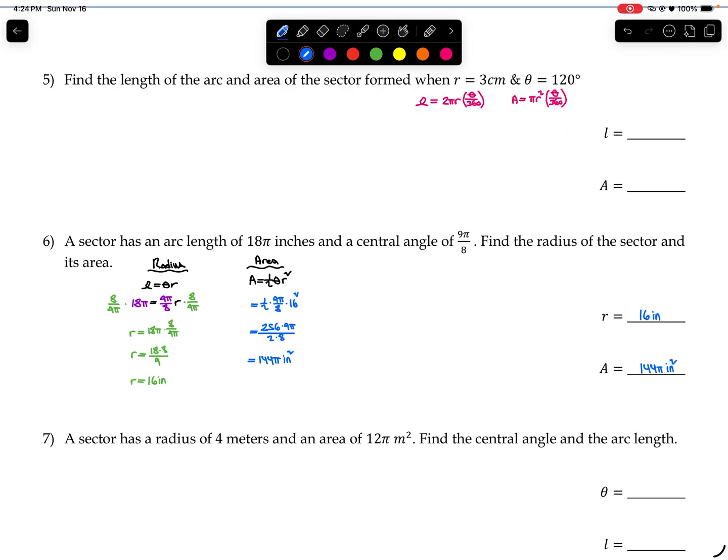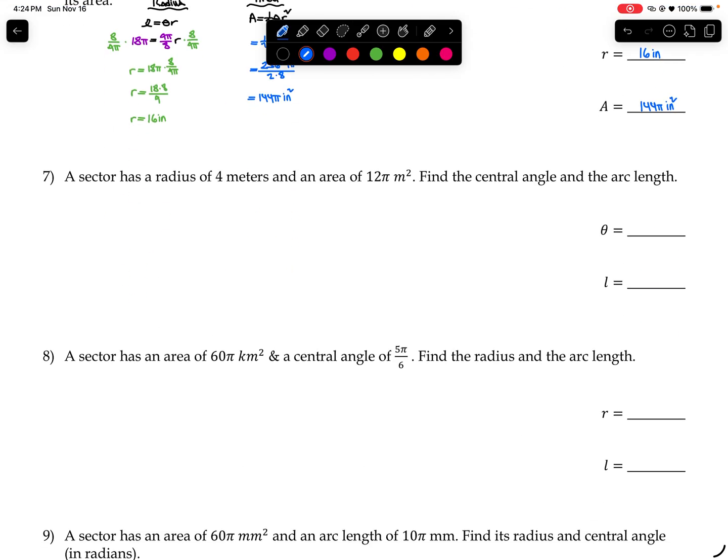There we go. So that's what a lot of your problems are going to be like, where we're going to give you parts, but you're going to have to find the other parts. So instead of just outright finding arc length and area of the sector, we're going to have you work backwards using those values. So looking at 7, a sector has a radius of 4 meters and an area of 12 pi square meters. So find the central angle and the arc length.